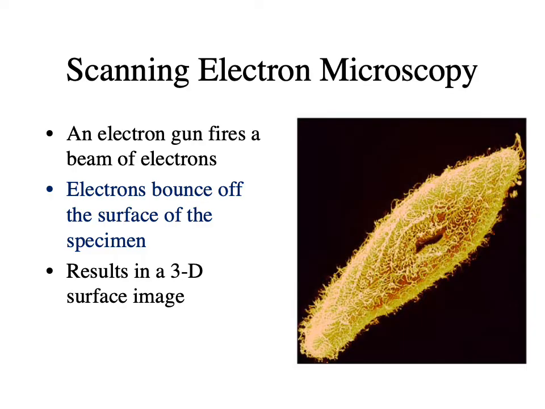Scanning electron microscopy causes the electrons to bounce off the surface of the specimen. It gives you a 3D surface image. The electron gun fires a beam of electrons and it bounces off of the specimen, but you can only visualize the outside. You can only visualize the surface in scanning electron microscopy. It still produces a 3D image, but remember, it's just the surface.